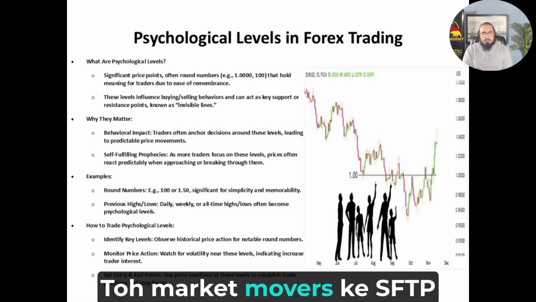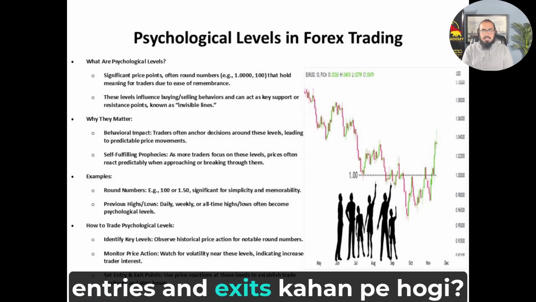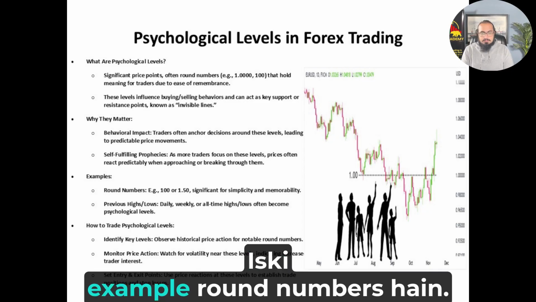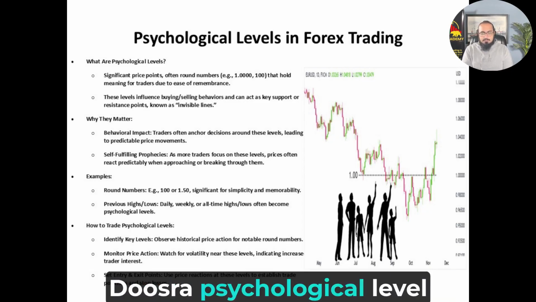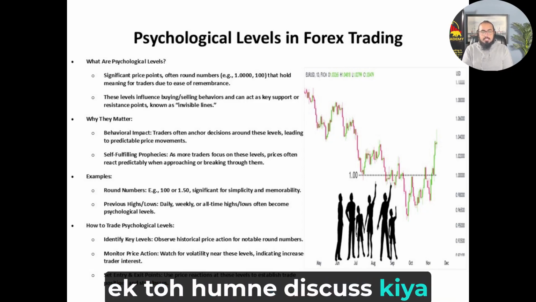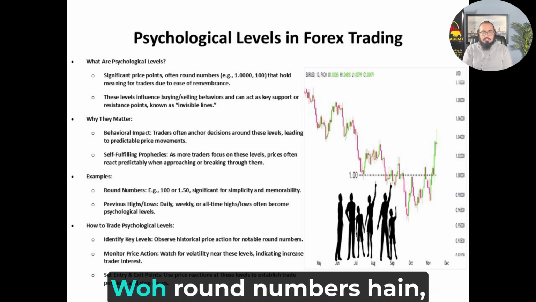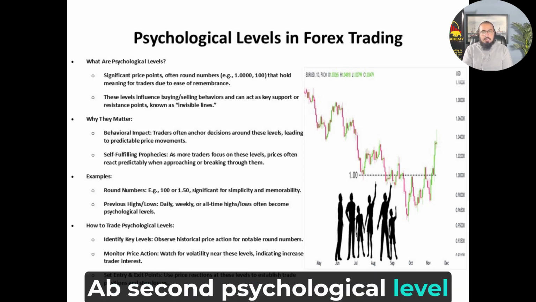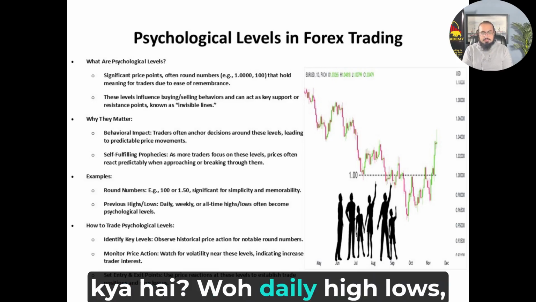So where will the market movers, stop loss, take profit entries, and exits be? They will be near these levels. An example of this is round numbers. The first psychological level is round numbers, which we discussed. Okay, now what is the second psychological level?